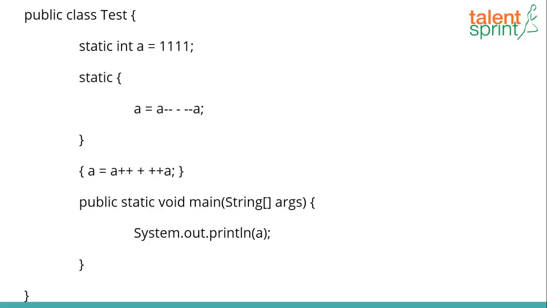We have a static variable a, 1111, and then we have a static block. Remember, static blocks are executed as soon as the class is loaded. So whenever your class is loaded, the variable a will be initialized to 1111 and then the static block will be executed. Sagar says 1109. Sagar, that's the wrong answer. Try again. Suresh says 2.